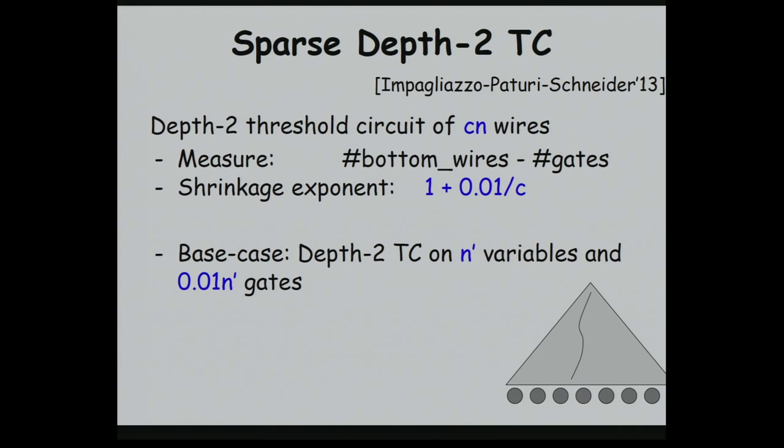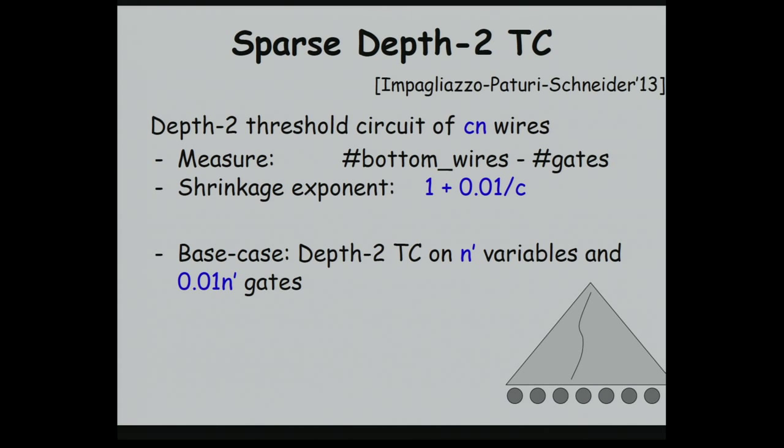Now, the same algorithm can be used to replace one step in the satisfiability algorithm for sparse Depth-2 TC circuits by the Impagliazzo-Paturi-Schneider paper. So here, I want to reduce Depth-2 threshold circuits with a linear number of wires all the way down to Depth-2 threshold circuits with very few gates. So it's also greedy restriction. You can define measures, but this measure is actually very trivial.